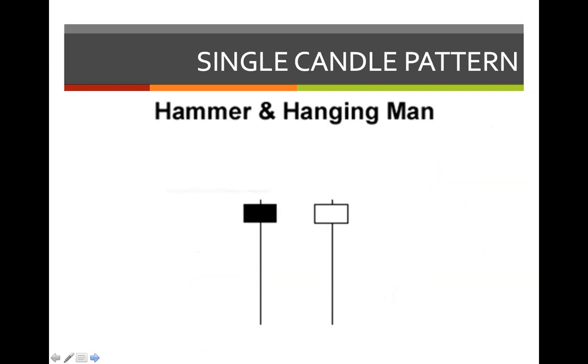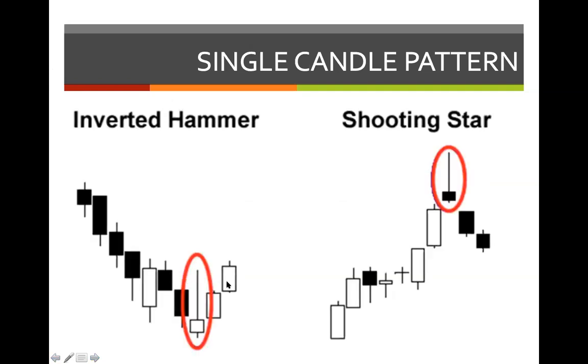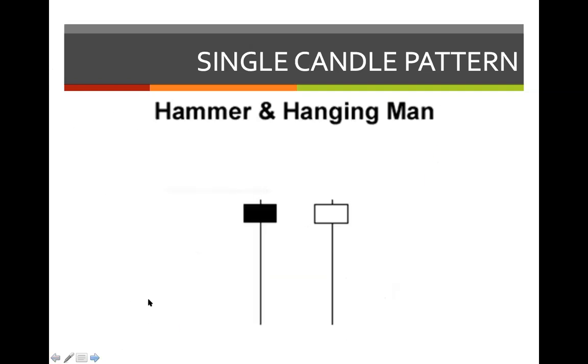Okay, remember the inverted hammer and shooting star. It's the hammer upside down, but this time it is the hammer in an upright position. So this is the head of the hammer and this is the handle. It is named based on what it looks like, just so that people can remember it.